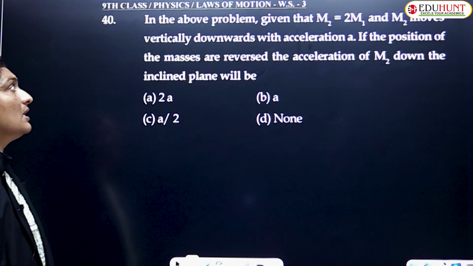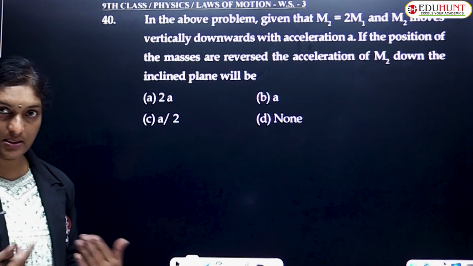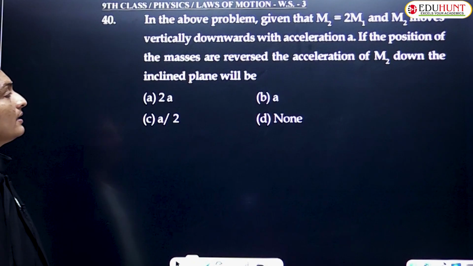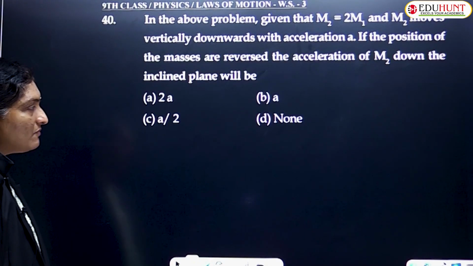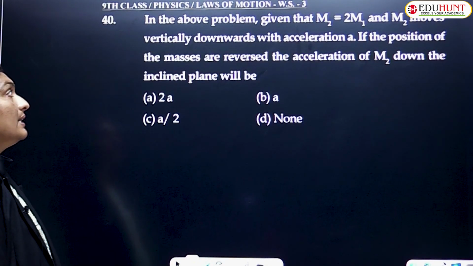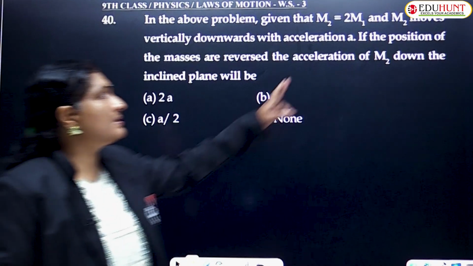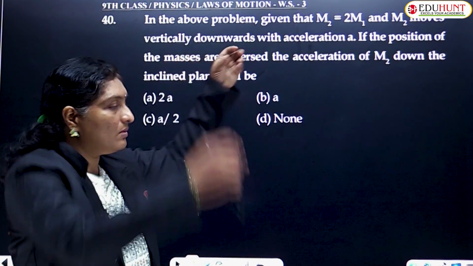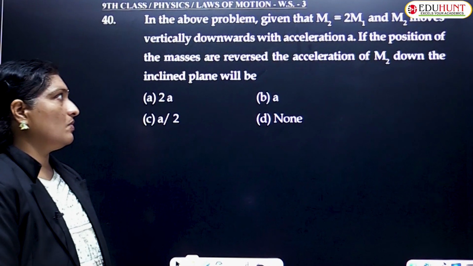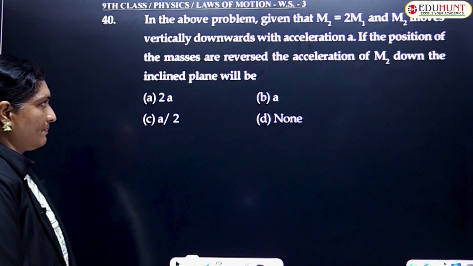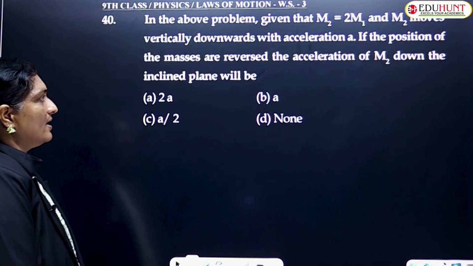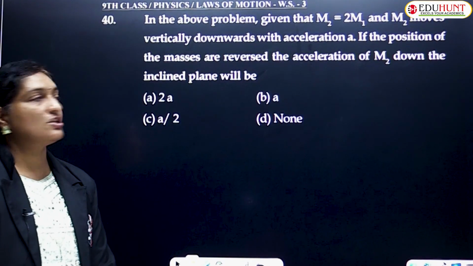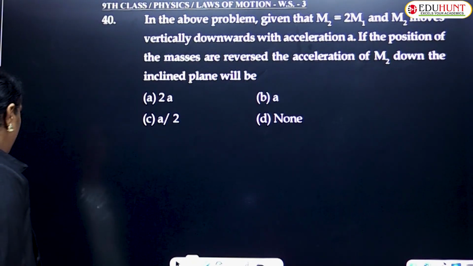Again, they were saying in the above problem, for the same problem we have to focus on. Given that m2 is 2m1 and m2 moves vertically downwards. As the second mass is double the first mass, no doubt it goes vertically downwards with some acceleration A. If the positions of the masses are reversed, what is the acceleration of m2 down the inclined plane?